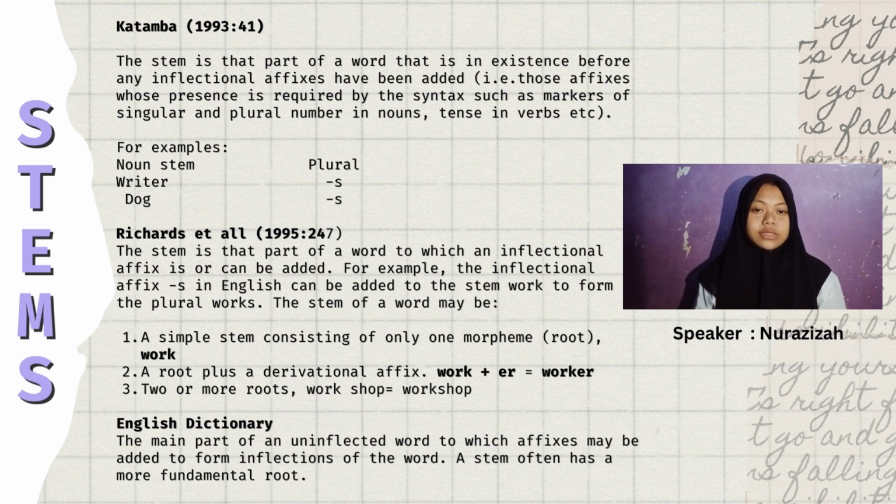And the last one is, according to the English dictionary, the main part of an uninflected word to which affixes may be added to form inflections of the word. A stem often has a more fundamental root.